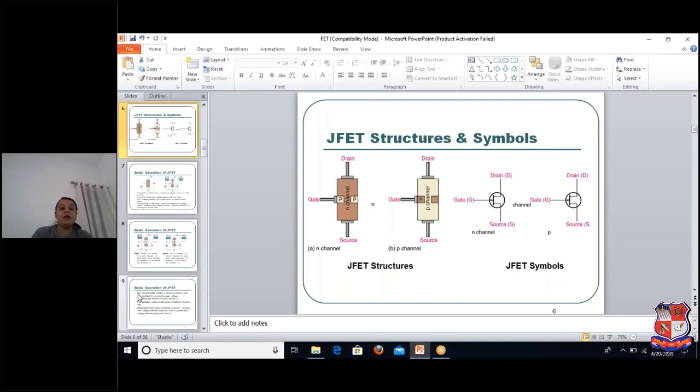Okay, now we will see the structure. We have already discussed the structure. Now we will see the symbol. So the first one, the left one, is known as the N channel.